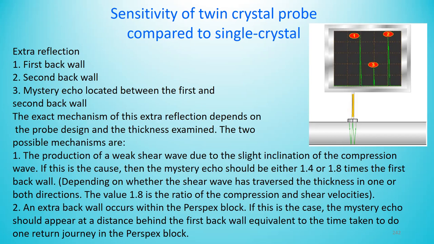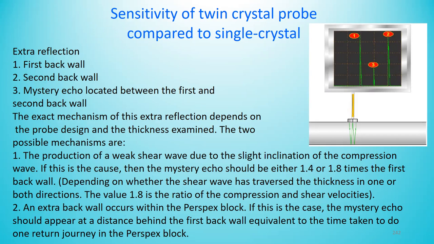If this is the cause, then the mystery echo should be either 1.4 or 1.8 times the first backwall, depending on whether the shear wave has traversed the thickness in one or both directions. The value of 1.8 is the ratio of compression and shear wave velocities. The other mechanism is that the extra backwall occurs within the perspex block.